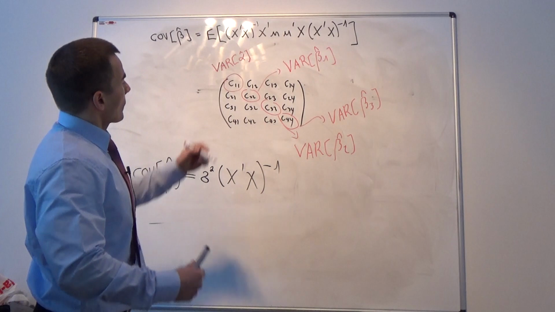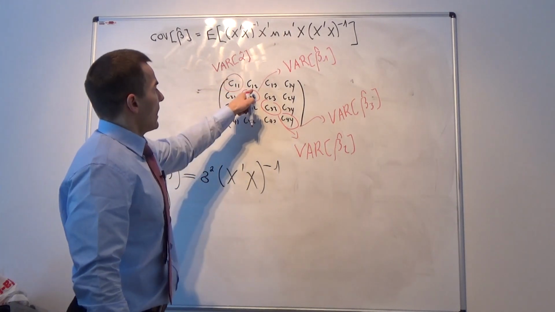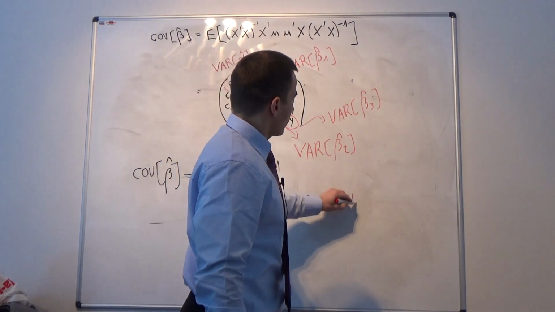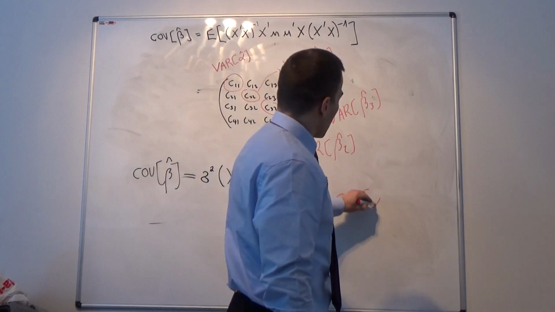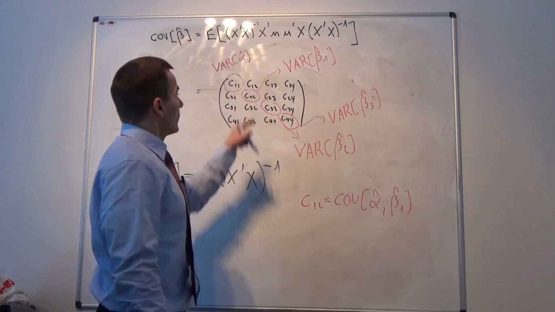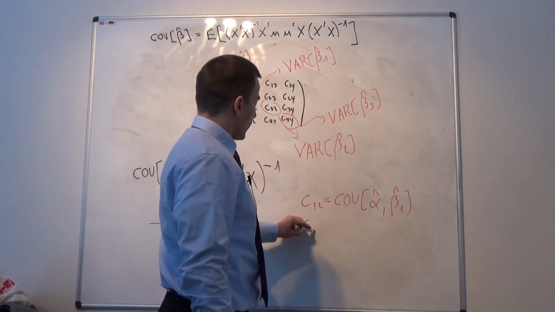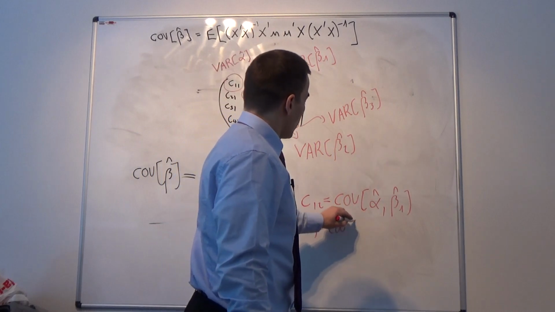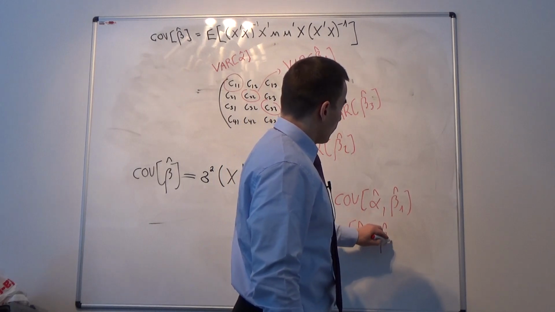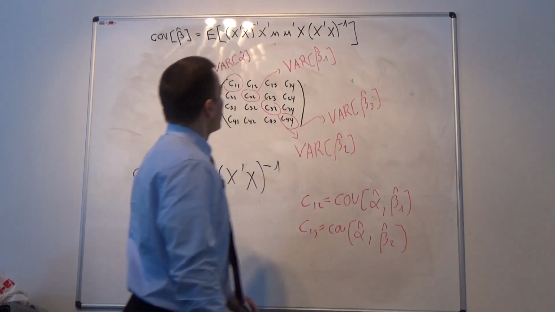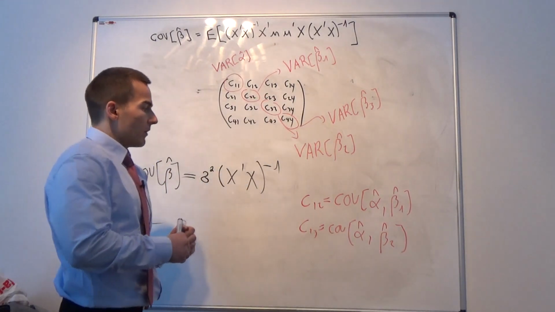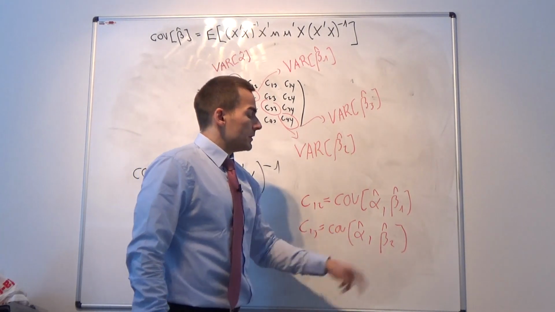Moreover, what's that element C12? C12 in this matrix is the covariance between our alpha and beta hat 1. C13, what's that? It's easy now. It's obviously the covariance of our alpha and our beta hat 2. And finally, our C14 would be the covariance between our alpha and our beta hat 3.